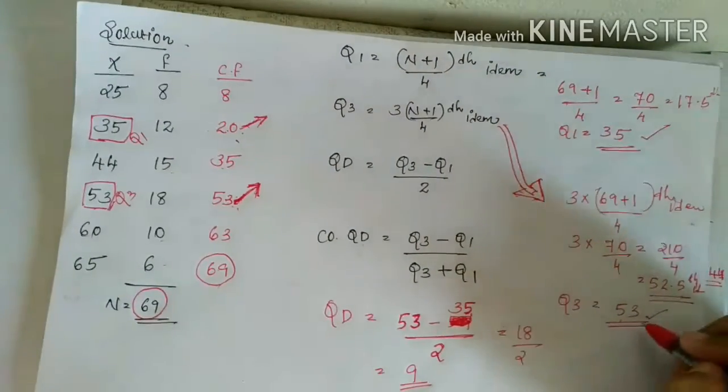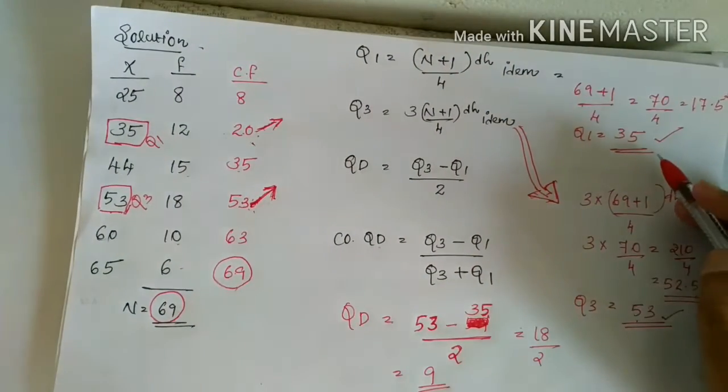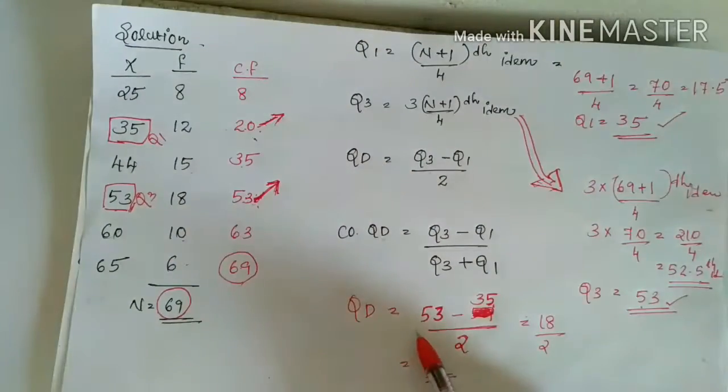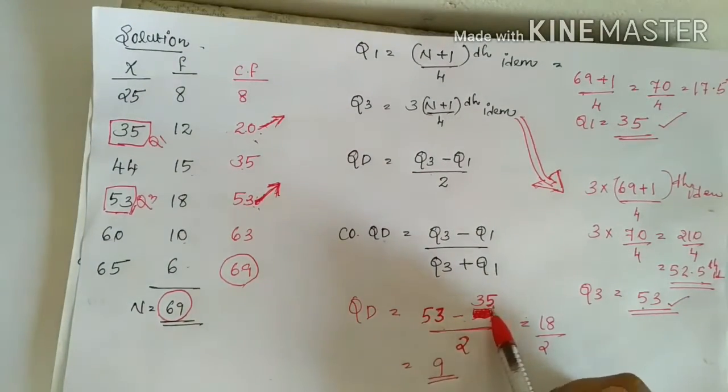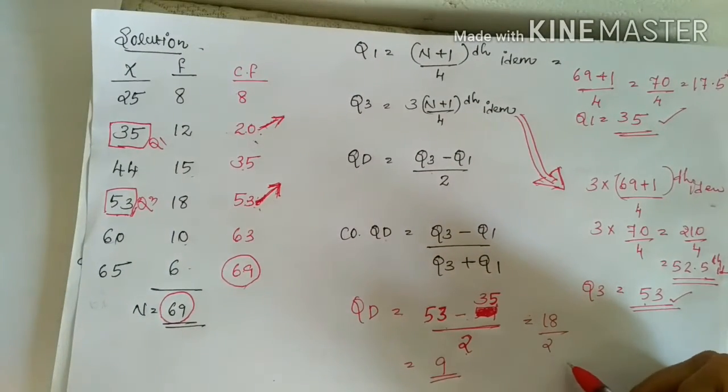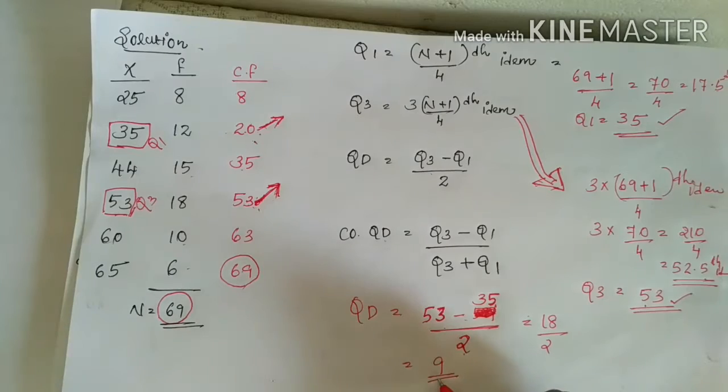Here the value of Q3 is 53 and the value of Q1 is 35. Then directly apply this equation. Quartile deviation is equal to 53 minus 35 divided by 2, so that is 18 divided by 2. So the answer is 9. The value of quartile deviation is 9.